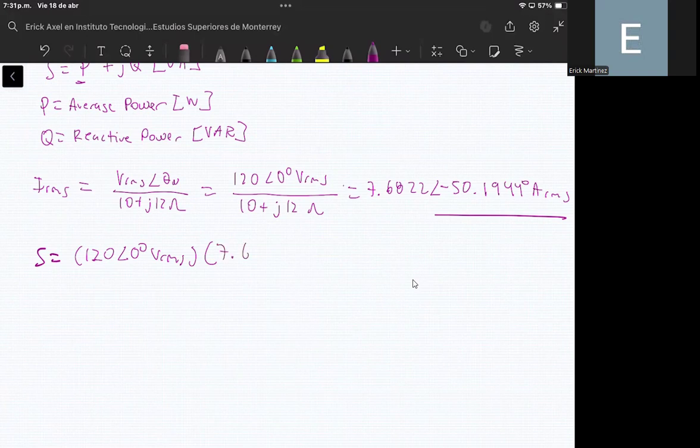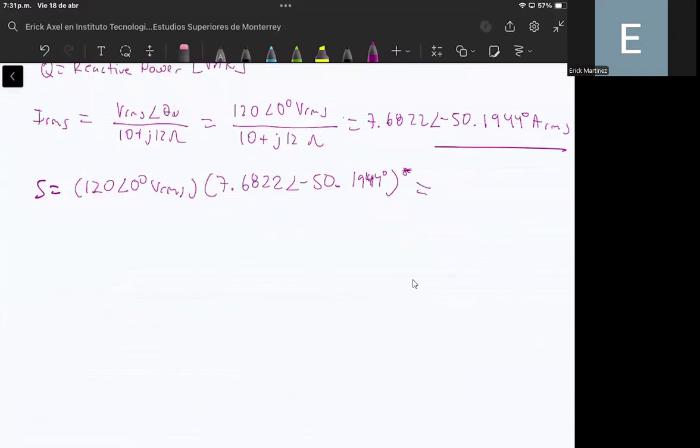So this is 7.6822 with an angle of minus 50.1944 degrees, and you need to compute the conjugate of this. If you multiply these two values, you will obtain that the complex power is equal to 922.5865 with an angle of 50.1944 degrees, and these are volt amperes. So this is the complex power.